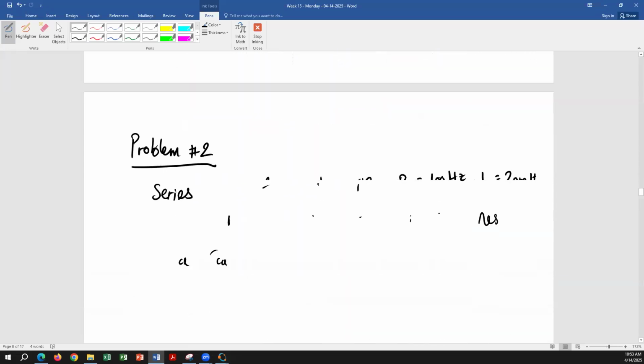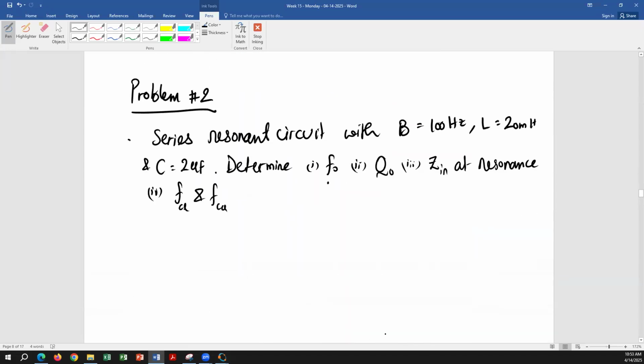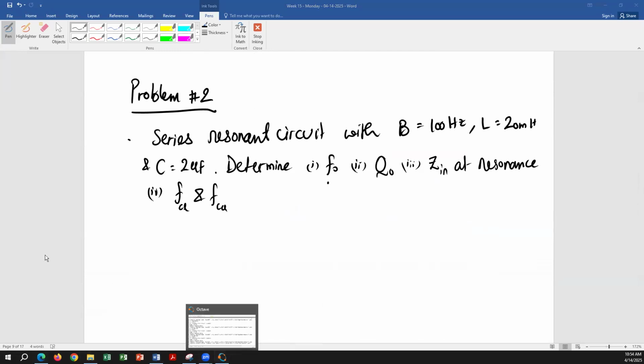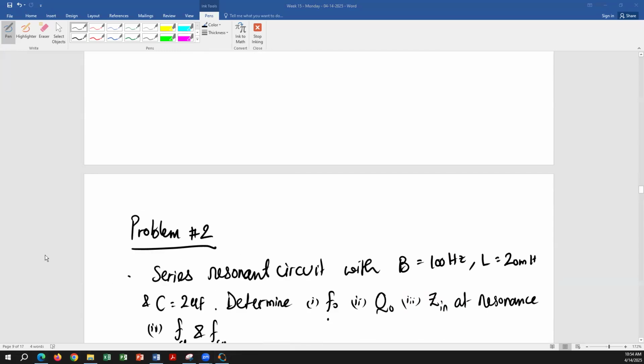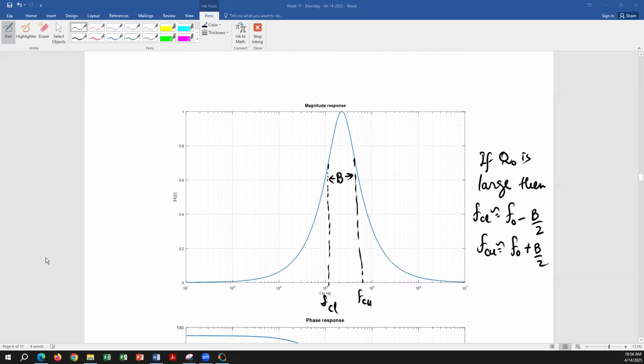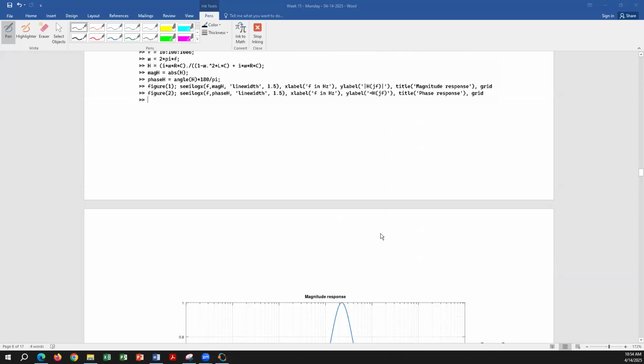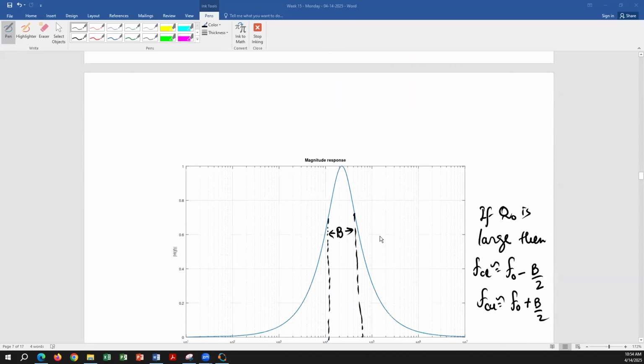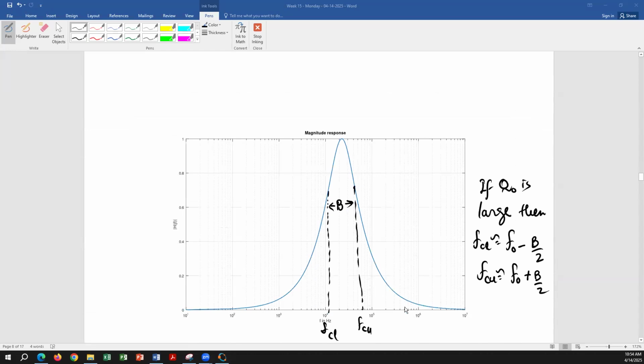Okay, going back to our problem number 2, series resonant circuit. So let's go ahead and start. Yes, go ahead. It is not centered. Oh, you're talking about when you're calculating the approximate, from the center point. Okay. Yeah, so that's possible.